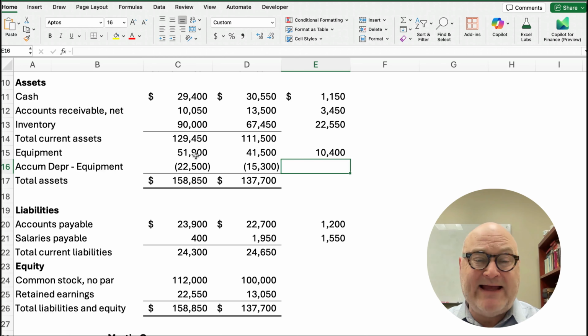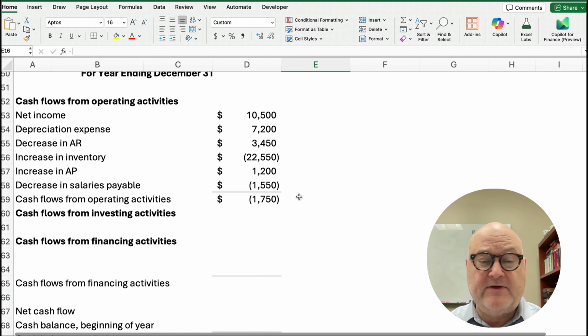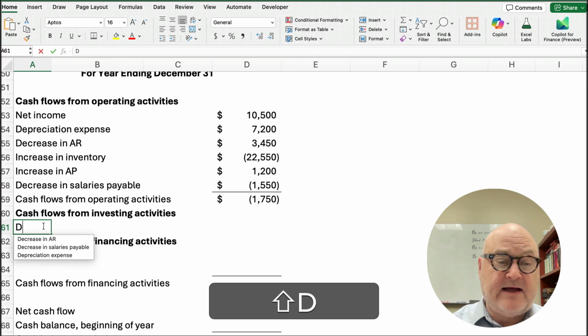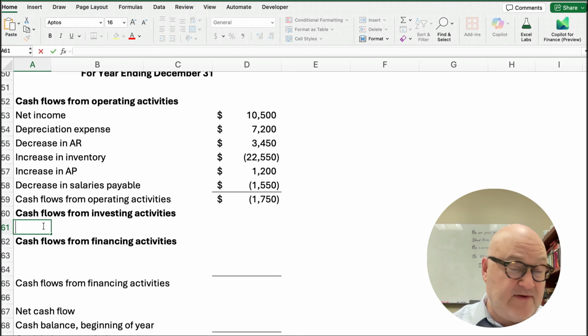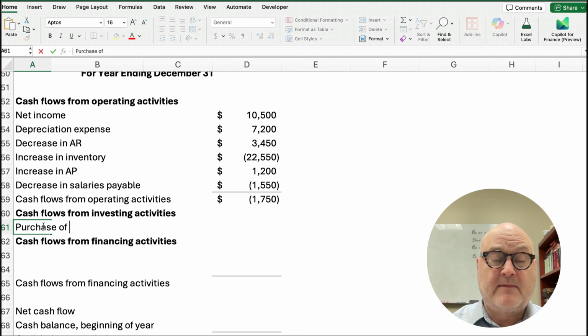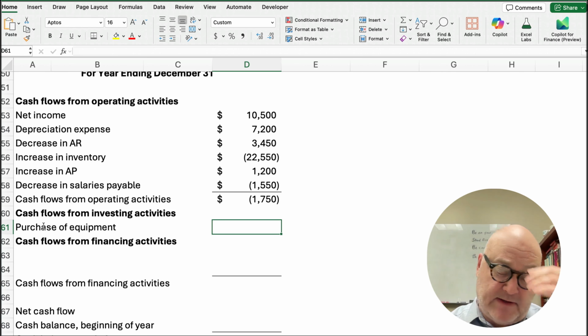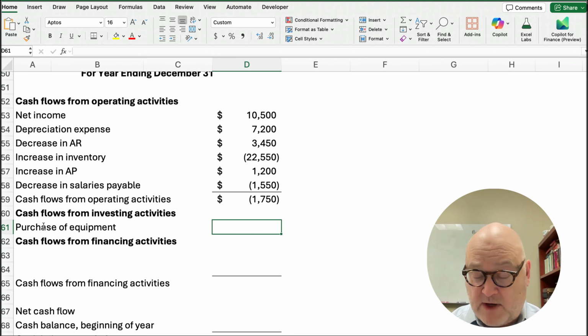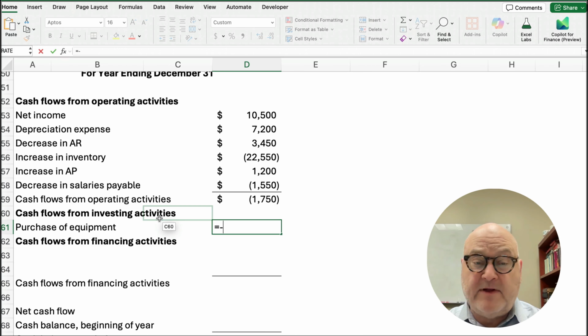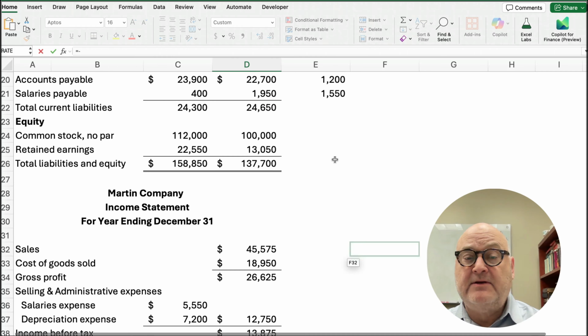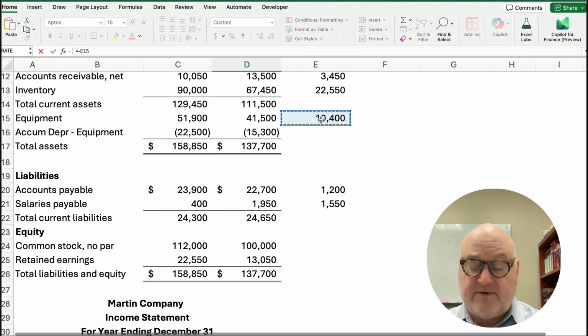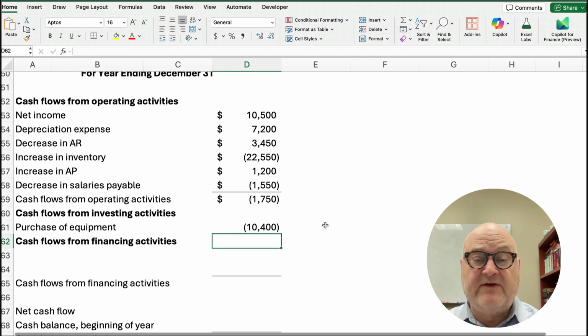But if we buy equipment, what does that do to our cash? Well, that's going to be a decrease in cash of 10,400. And I'm going to point to it just because it makes it easy here. So this is a purchase of equipment. Here we purchased equipment and our cash goes down, right? So we want this to be a negative cash because you buy the equipment here for 10,400. All right, so we've done 2 of the 3 sections now. We've got cash flows from investing activities.